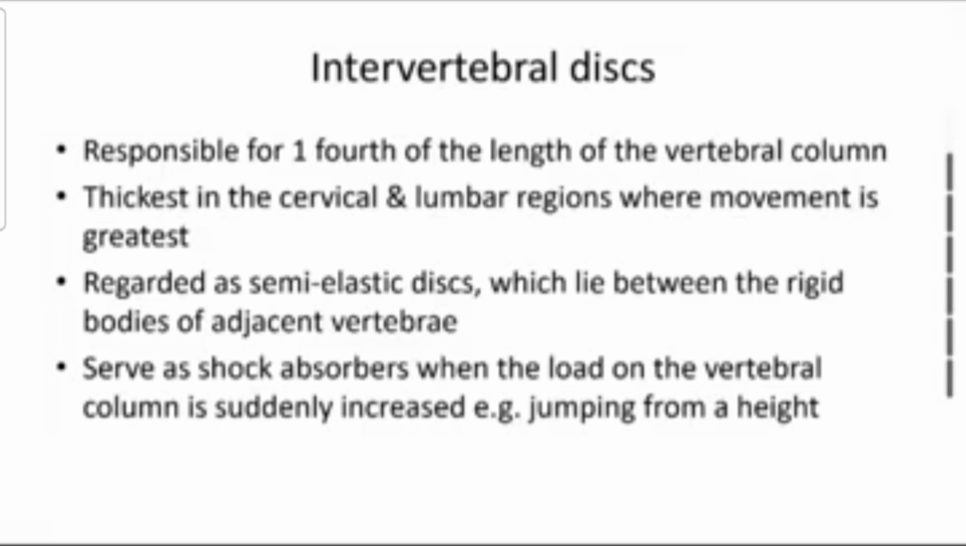Generally, the intervertebral discs tend to be thickest in the cervical and lumbar regions, where movement is greatest. Just generally in your spine, most of the movement will be at the neck and at the lumbar region. So at the cervical region and the lumbar region, the intervertebral discs will be thickest. They'll be thin in the thoracic region and the others.